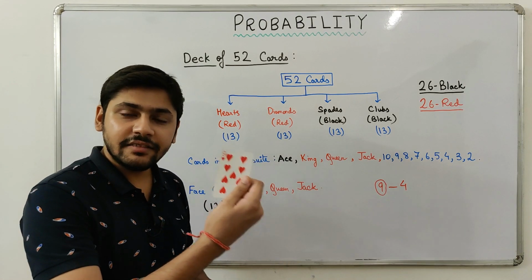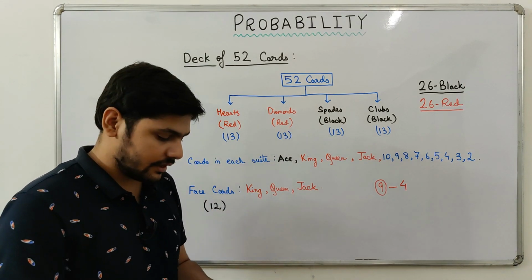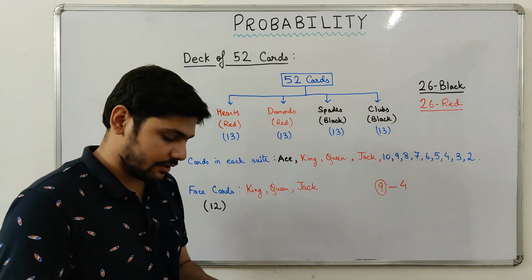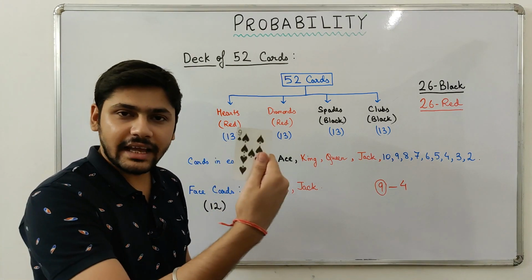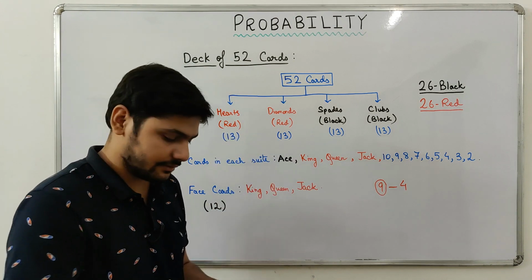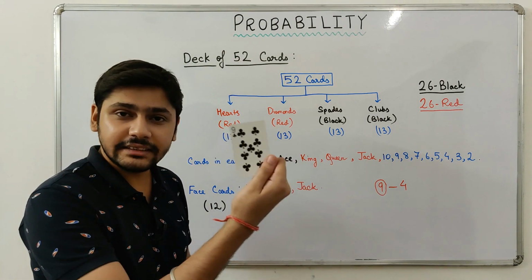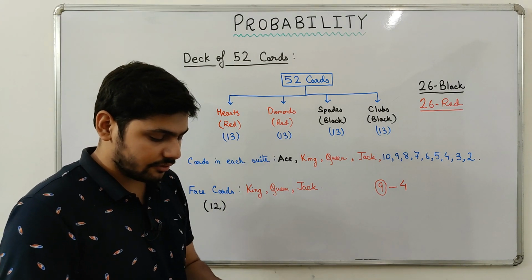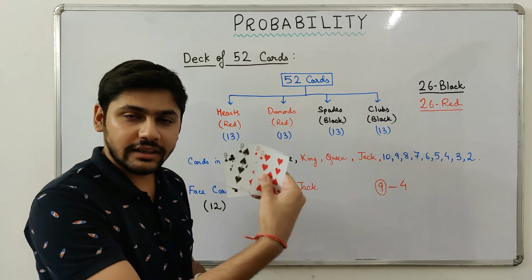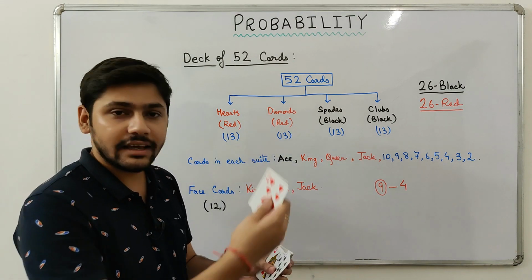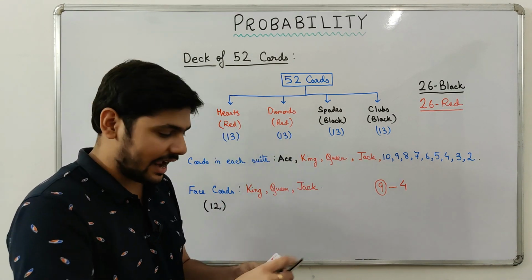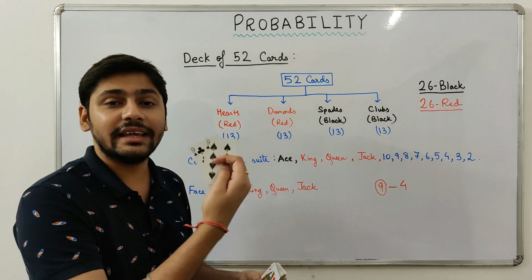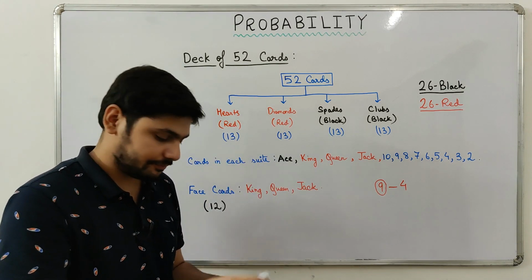We have this 9 which is the 9 of hearts. Then we have this 9 which is the 9 of diamonds. Then we have this 9 which is the 9 of spades. Then finally we have this 9 which is the 9 of clubs. So in total we have 4 nines, but all the nines are different, and there are 2 red nines and 2 black nines. This is applicable for each and every card.